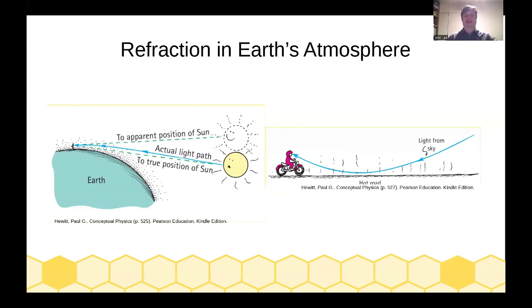This is also accounting for mirages, where light from the sky on a hot road is bent back up towards your eyes, so it looks like the road is blue and it looks like there's water in the road, even though that's just the light from the sky being refracted through the atmosphere.